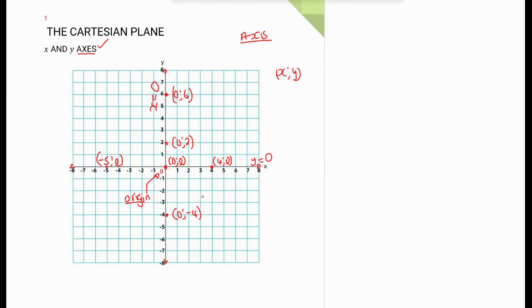This is very, very important for you to understand because we're going to use it later when finding the x-intercepts and the y-intercepts and also other interpretations of functions and graphs. Remember that along the x-axis, y is equal to 0, and along the y-axis, x is equal to 0.